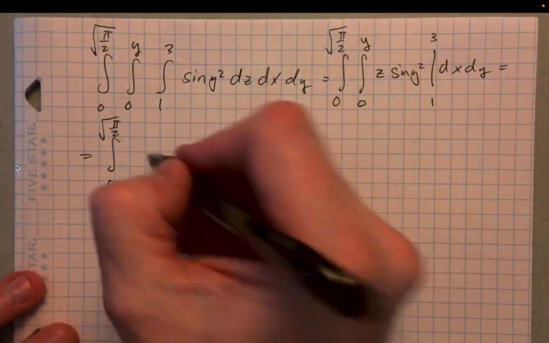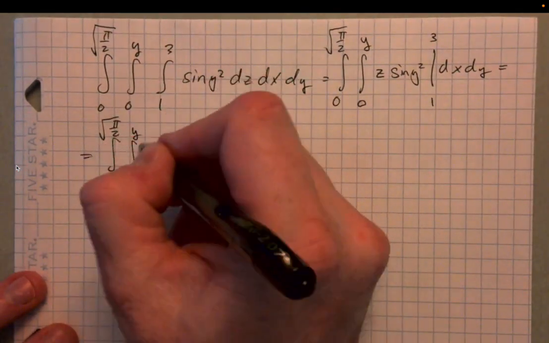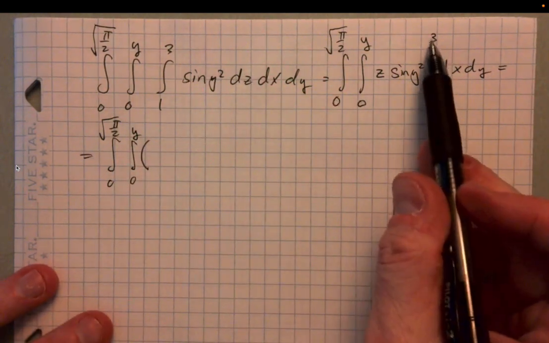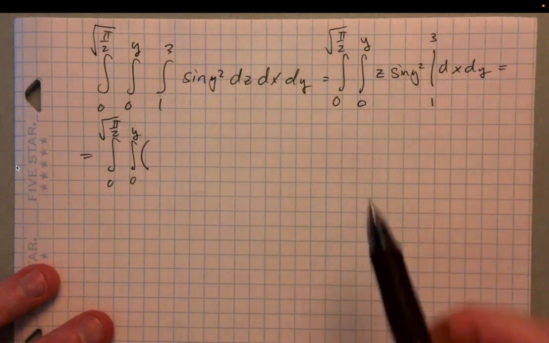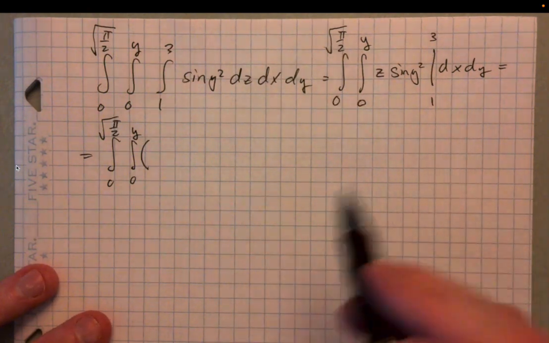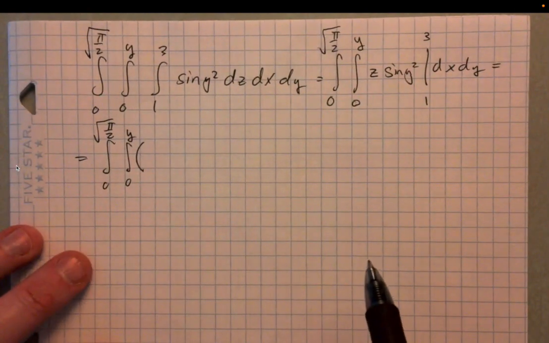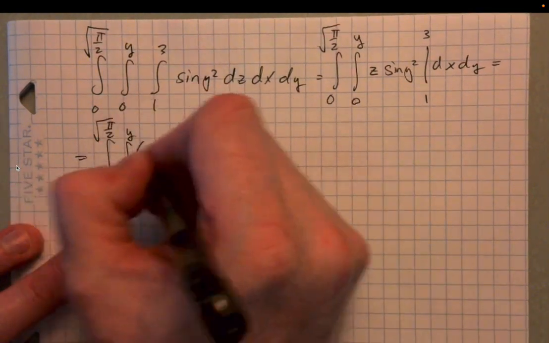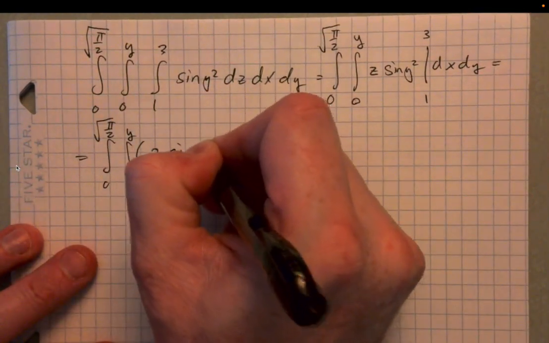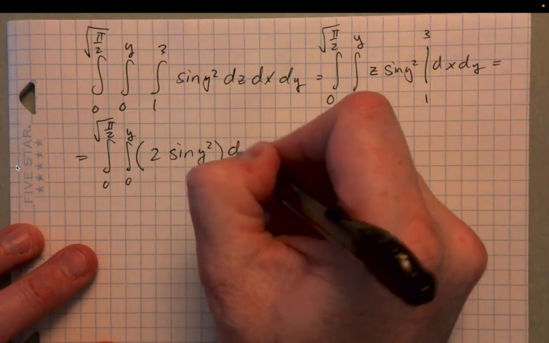Right, like so. And then 0 up to y. Right, and so here you would get 3 sine of y squared minus 1 sine of y squared. So you really get 2 sine of y squared, don't you? And so I'm going to write that as 2 sine of y squared. Yeah, just write it like that.